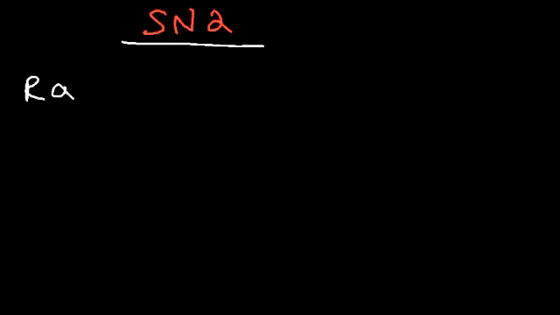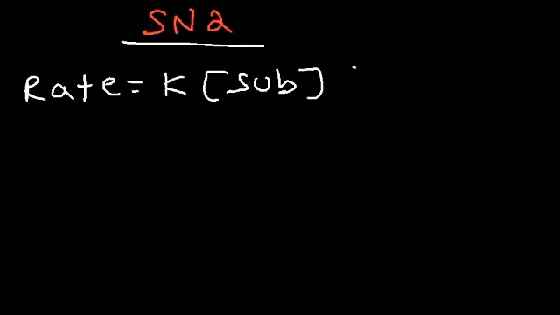The rate of the reaction depends on the concentration of the substrate, and it depends on the concentration of the nucleophile. It's first order with respect to the substrate, and first order with respect to the nucleophile, but it's second order overall. That's why it's an SN2 reaction. 1 plus 1 is 2.